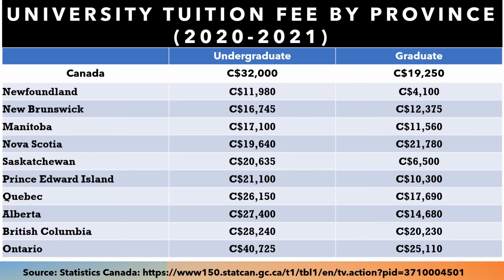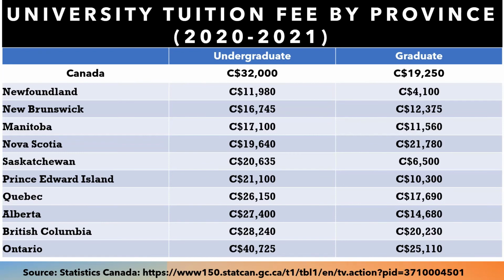Ontario, I mean British Columbia, is the most expensive province to study, and undergraduate fees per year are around $40,700, and graduate fees are around 25,000 Canadian dollars. However, there is one thing I want to point out here. This is an average, and it includes many programs, including medicine, engineering, pharmacy, and dentistry. Those programs are really expensive.